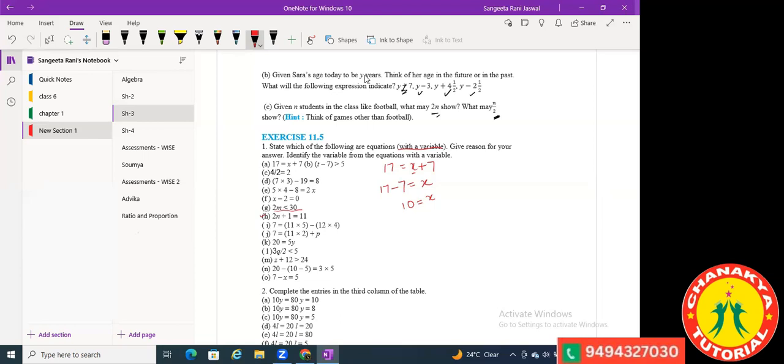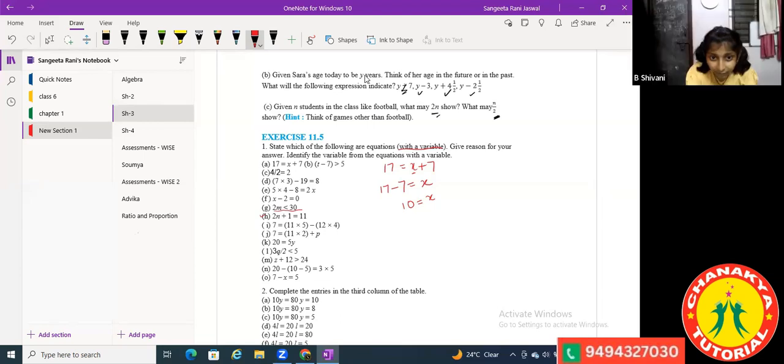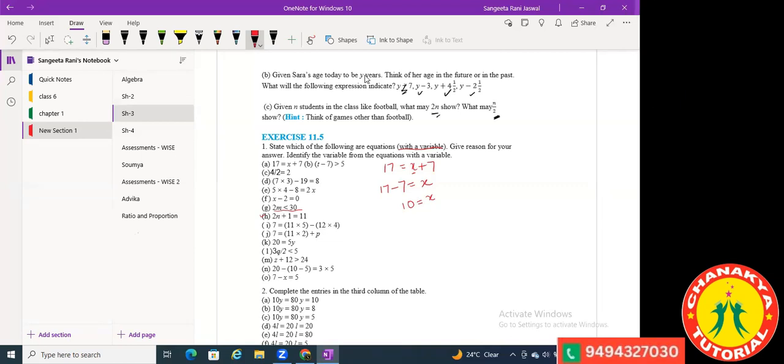Okay, Shivani, tell me which is the variable in this equation. In this one, n, ma'am. N is the variable. Good.